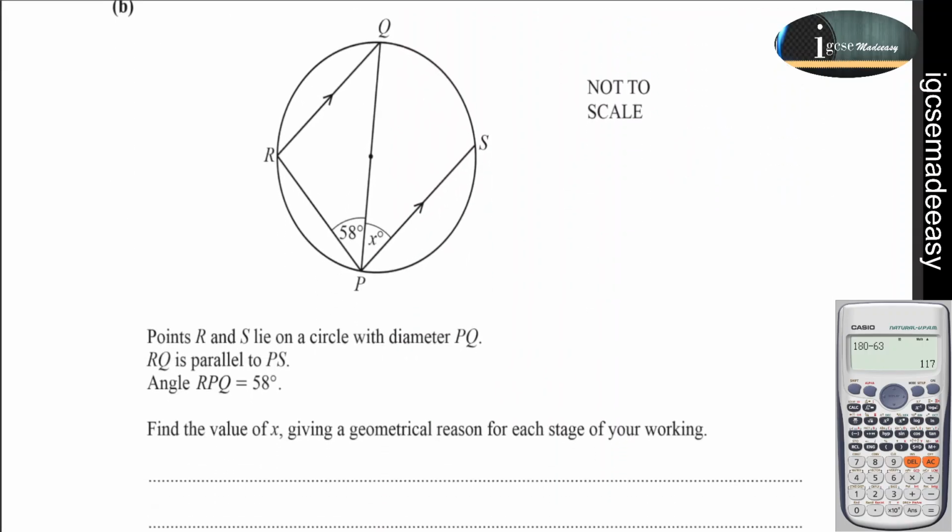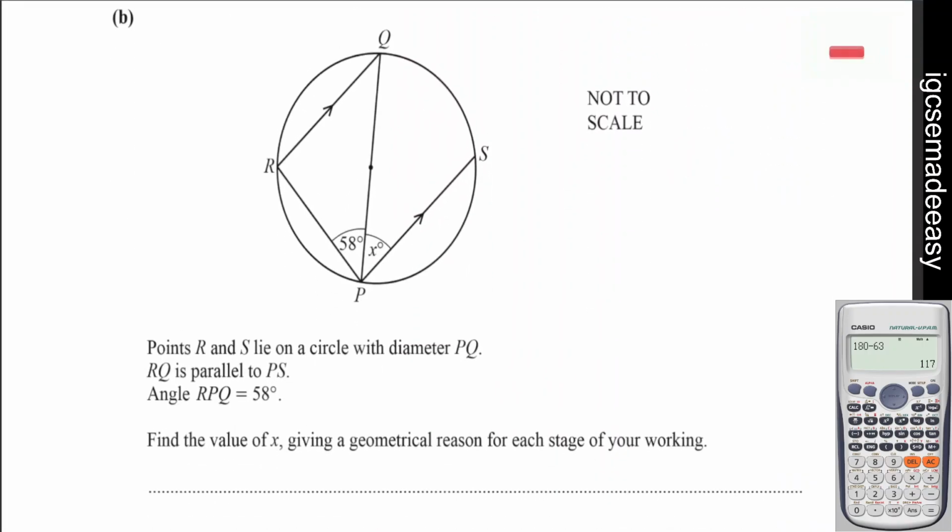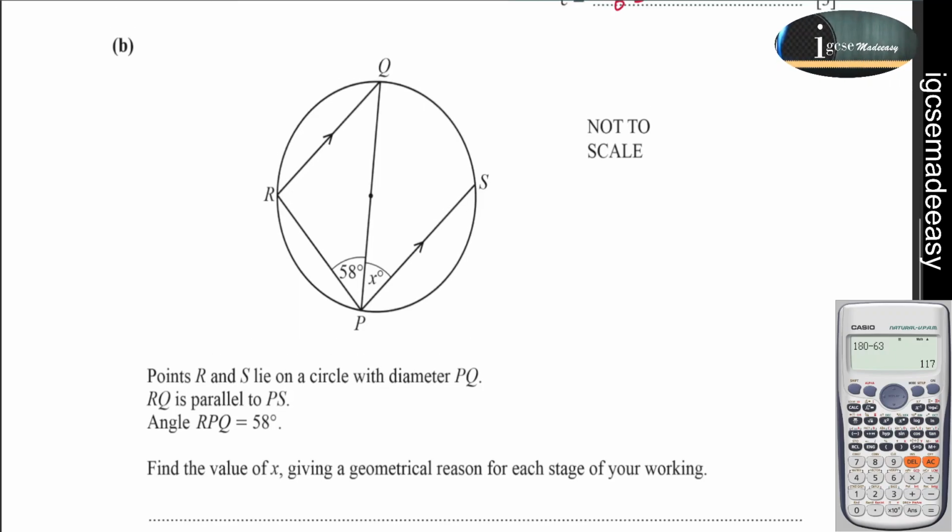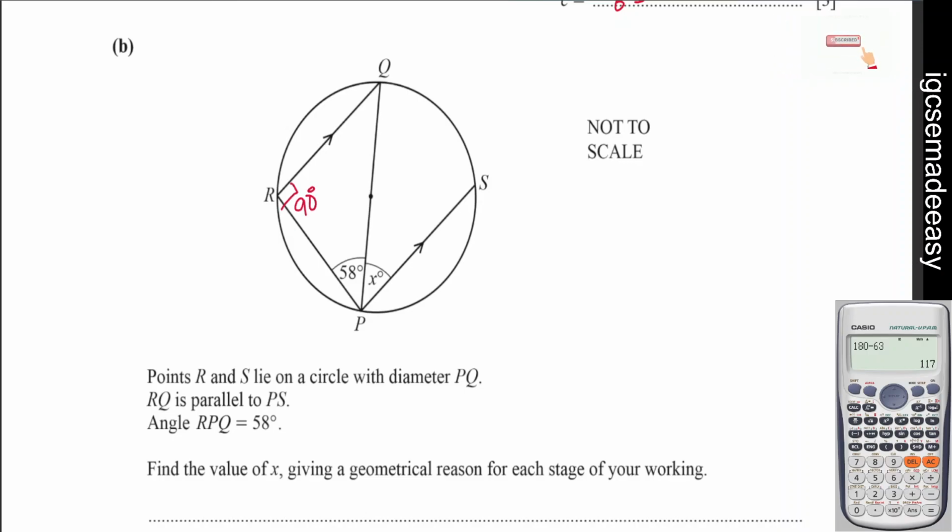Okay, let's move on to part B. Points R and S lie on a circle with diameter PQ. RQ is parallel to PS. Angle RPQ is 58 degrees. This is 58 degrees given. So this will be 90 degrees. The reason is angle made in a semicircle, right? This is a triangle, and this is a semicircle also because it passes through the center. So angle made in a semicircle is 90 degrees, so we can write this as 90.